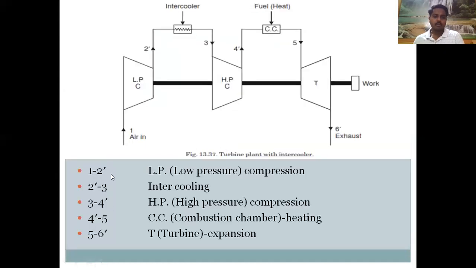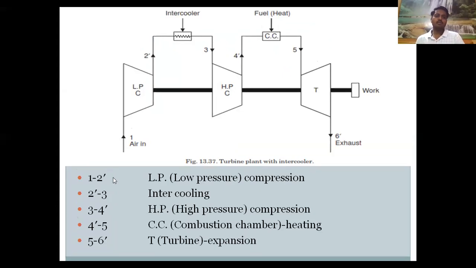This is the diagram for a gas turbine plant with intercooling, and it defines the states. From 1 to 2 dash we have low pressure compression. 2 dash to 3 we have intercooling. 3 to 4 dash we have high pressure compression. 4 dash to 5 we have the combustion chamber, the combustor for heating purpose, and 5 to 6 we have the turbine for expansion.